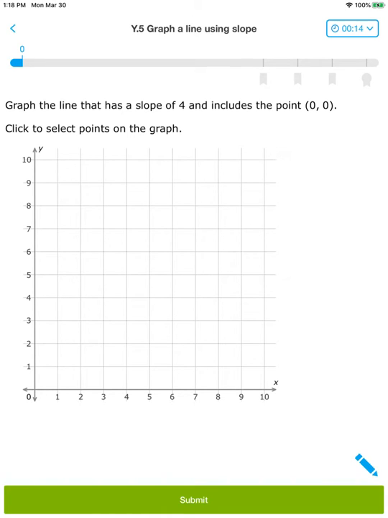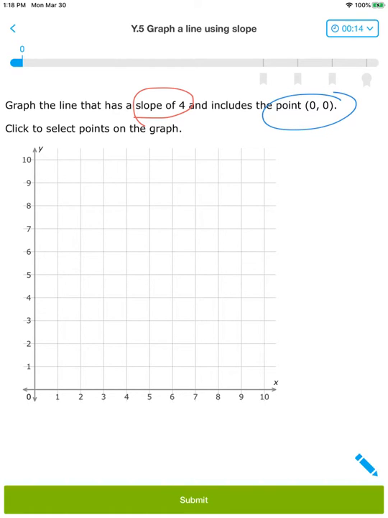Alright, students, so for today we are going to reverse what you were doing yesterday, and rather than finding the slope of a line, you're going to use the slope to graph the line. Alright, so let's take a look at this problem. It says graph the line that has a slope of 4 and it includes the point 0, 0.